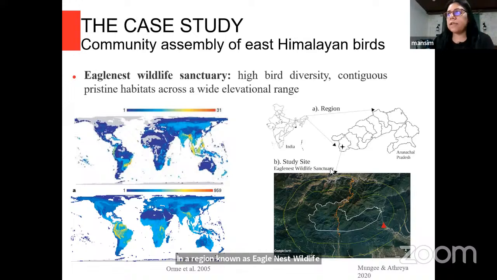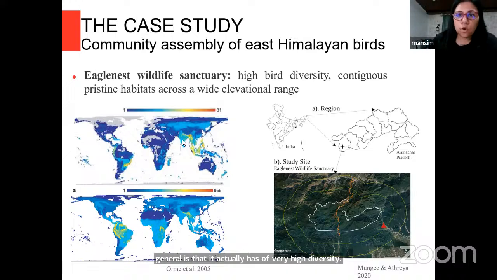So the Eagle Nest Wildlife Sanctuary is actually just a tiny, about 280 square kilometer region, which is found here in Western Arunachal Pradesh in this region, right? So on the southern boundary of this region, you have Assam, and then you have Bhutan here, right? The remarkable thing about Eagle Nest and Arunachal and Eastern Himalayas in general is that it actually has a very high diversity of endemic birds.